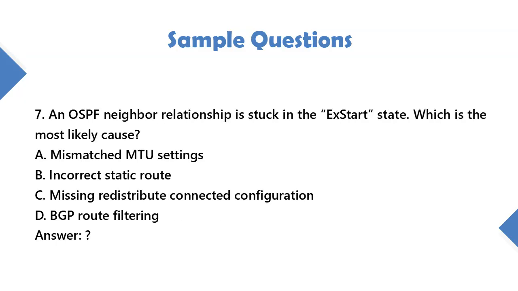7. An OSPF neighbor relationship is stuck in the ExStart state. Which is the most likely cause? A. Mismatched MTU settings. B. Incorrect static route. C. Missing redistribute connected configuration. D. BGP route filtering.